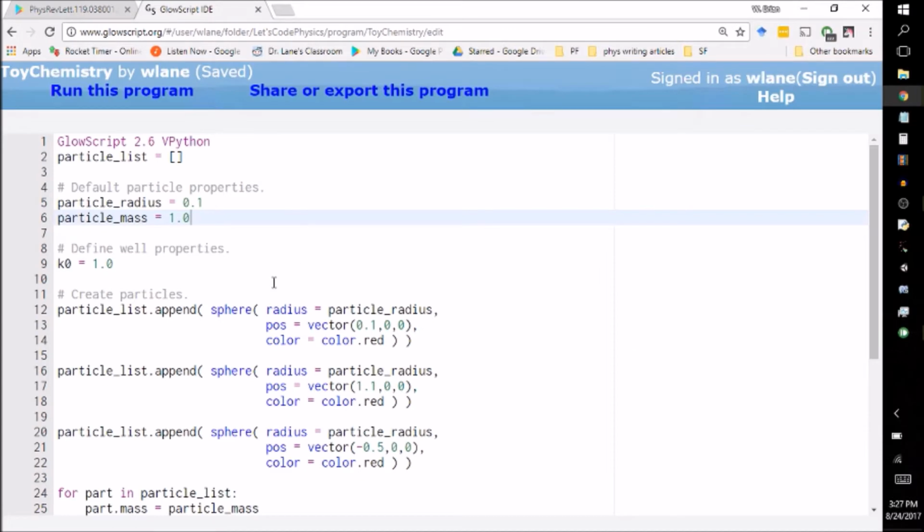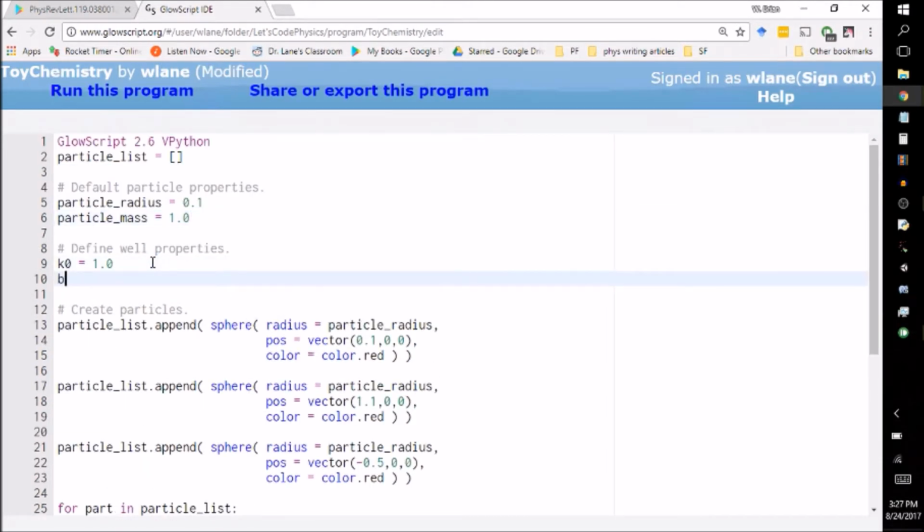So we need to have a drag force. So let's see here, we'll call this drag coefficient. Actually, no, let's call it B to match the equation. Then I'll give a little comment to say what it is. So this is the drag coefficient. Let's make it small for now.